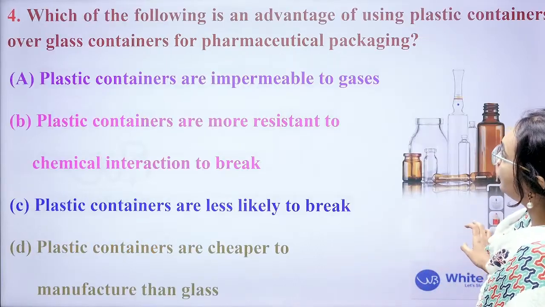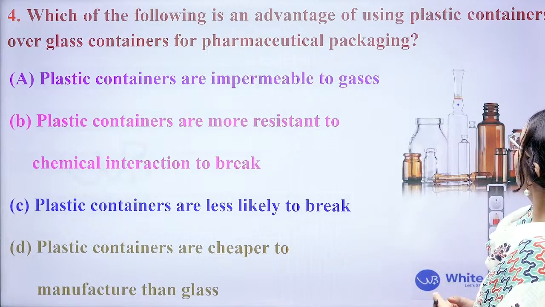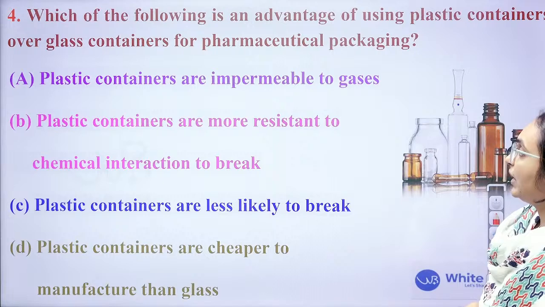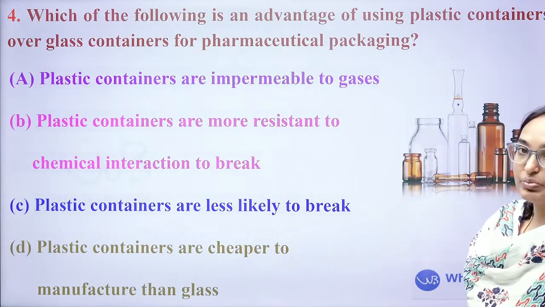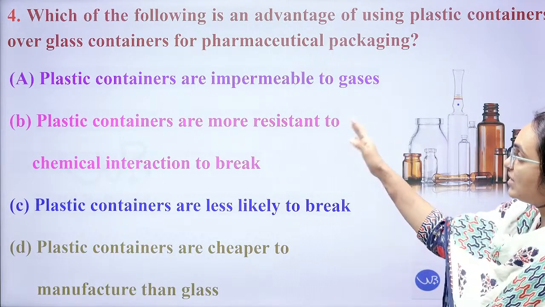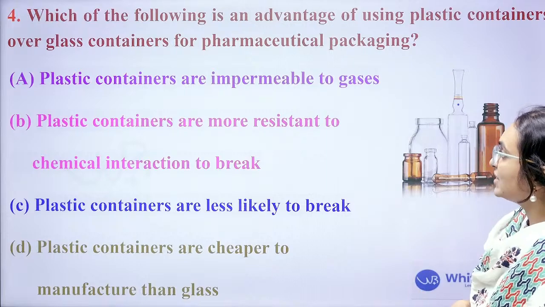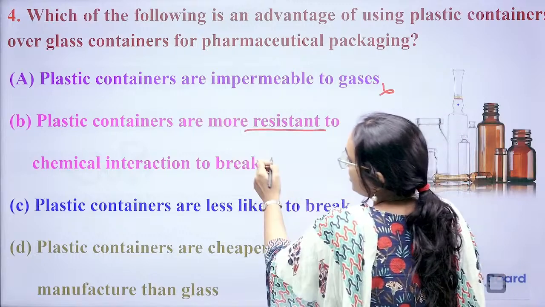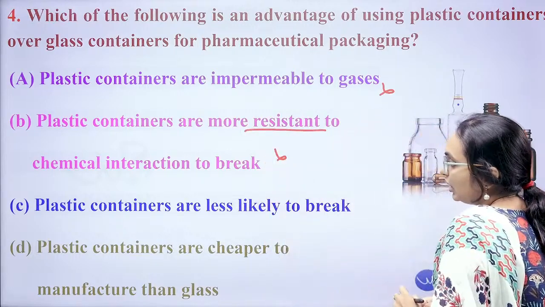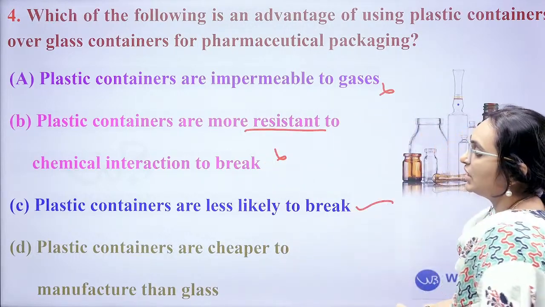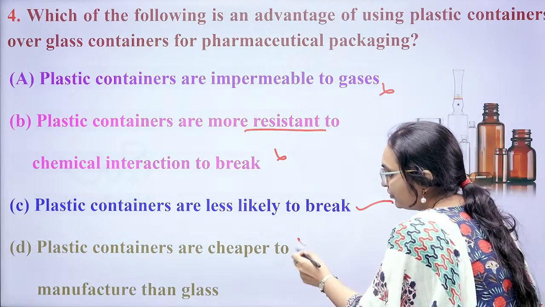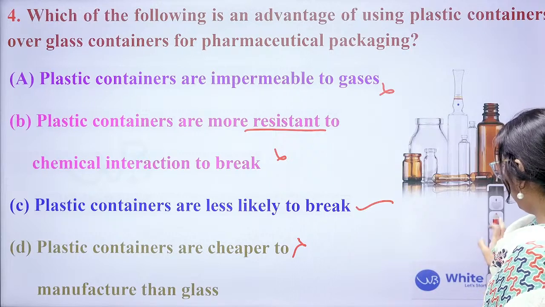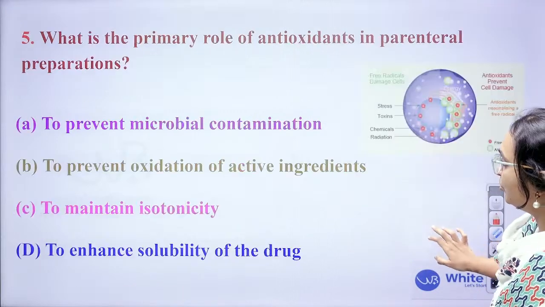Next question, which of the following is an advantage of using plastic containers over glass containers for pharmaceutical packaging? So, why do we use these plastic containers? Let us see the options. Plastic containers are impermeable to gases. Advantage, no. Plastic containers are more resistant to chemical interaction. Plastic containers are less likely to break and cheaper to manufacture than glass. Here the answer is C. Plastic containers are less likely to break.